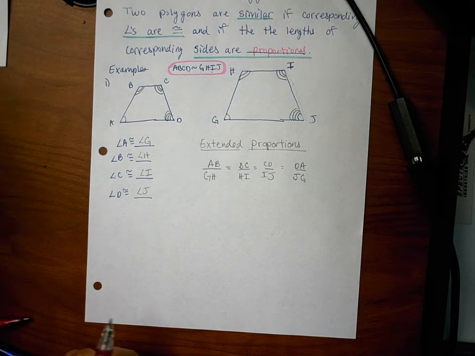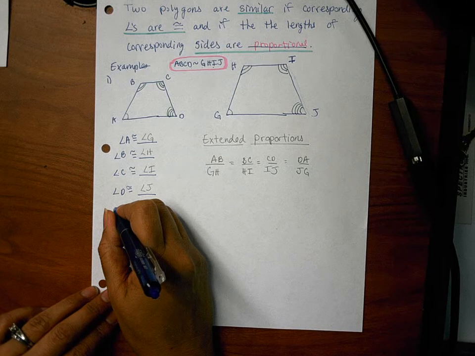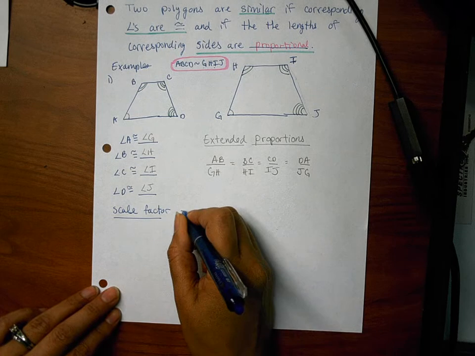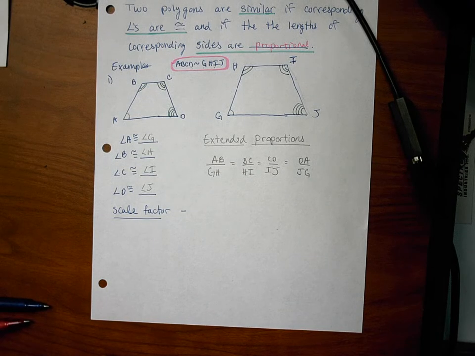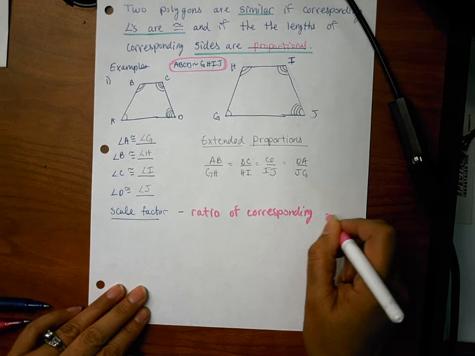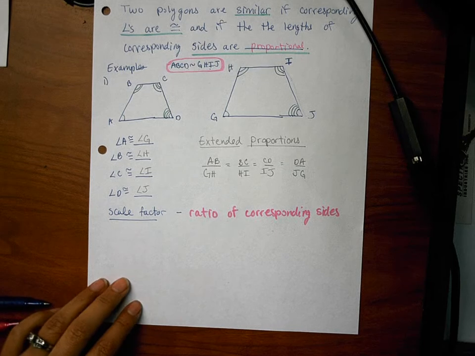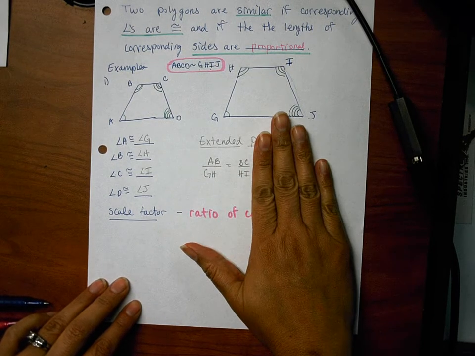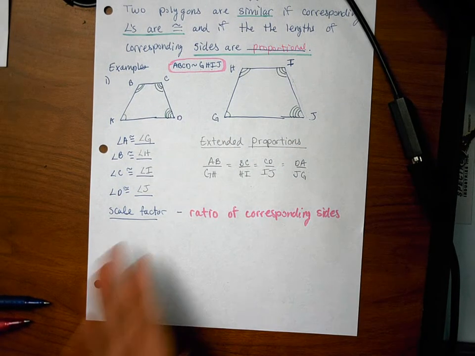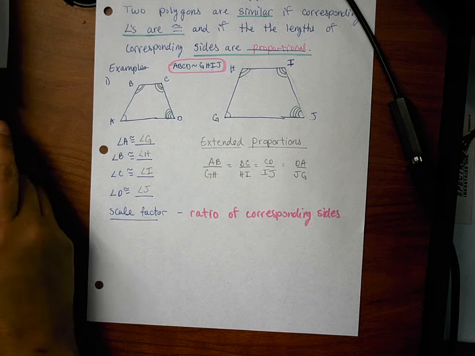The next piece is scale factor. Scale factor is the ratio of corresponding sides. The ratio of corresponding sides. So here, you would typically compare one pair and get your ratio, and all of the ratios should be the same, and that is your scale factor.